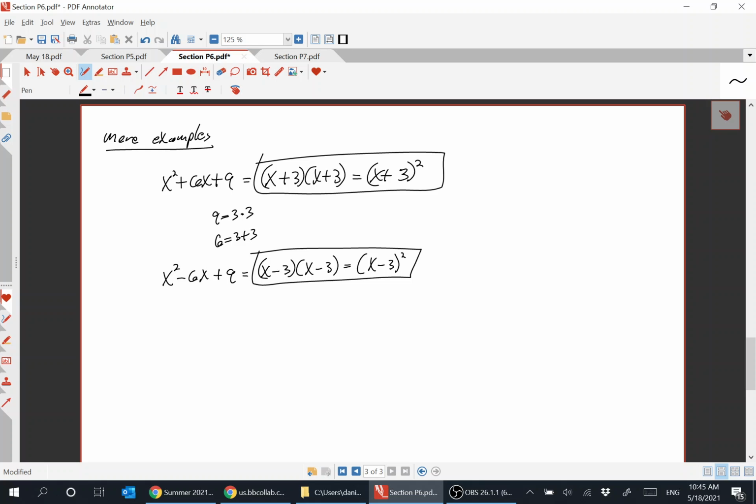Let's take one more. x squared plus 7x plus 6. Right? Well, 6 is equal to 6 times 1. 7 is equal to 6 plus 1. All right, so this one is going to factor as x plus 6 times x plus 1. All right, 6 is equal to 6 times 1, and 7 is equal to 6 plus 1. So we've got this factorization.